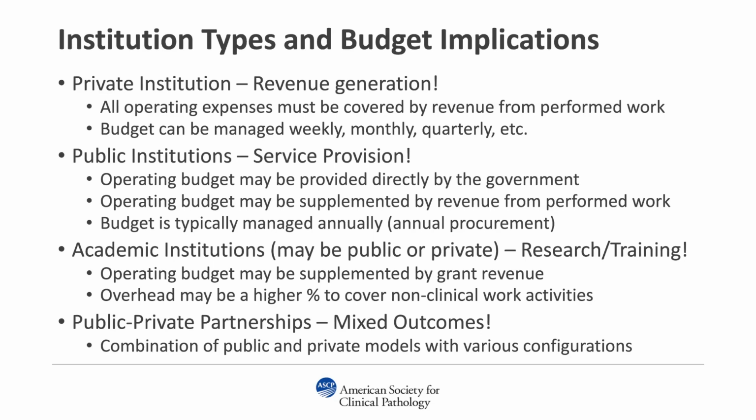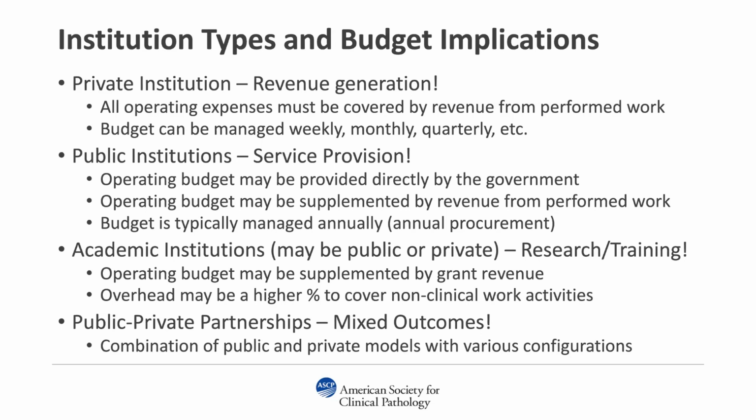So you may have 10 pathologists in a laboratory, 8 of whom all have research grants that have overhead that are providing a significant amount of money to that budget. And so the cost of services could be lower, or they may use those funds to expand other areas, et cetera. But you're not supplementing the budget with just a directly provided government budget, but rather by overheads from grant revenue. And the overhead in this case may be very high to cover non-clinical work activities.